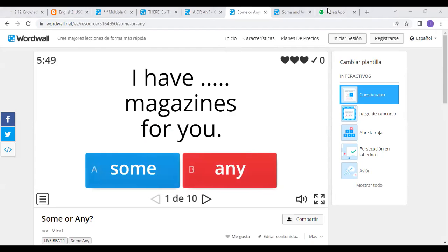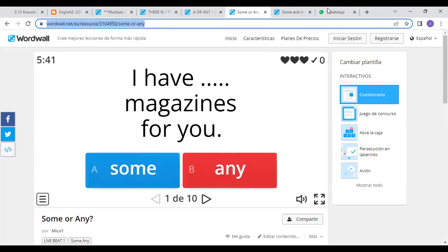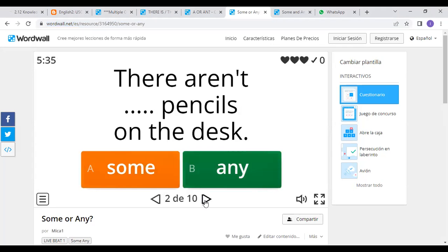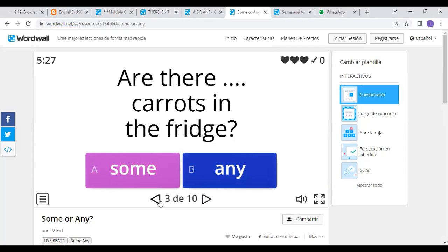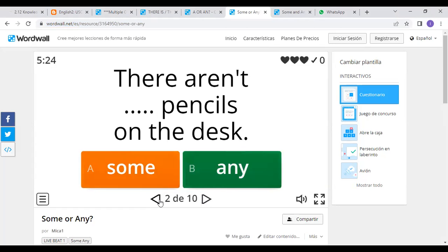So let's start doing the exercise, please. Sigamos haciendo el ejercicio. ¿Qué significa magazines? Magazines son revistas, okay? Okay, guys, you have already links, okay? Ya tienen los links, okay? Ya se los compartí, so you can review it, okay? Podemos iniciar con some and any, right? Recordemos, some positive, any negative, pero any también van las questions, okay? Las preguntas. Okay, that's the rule that you have to know.